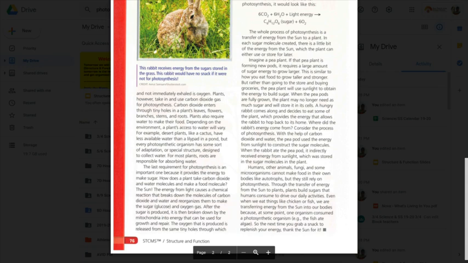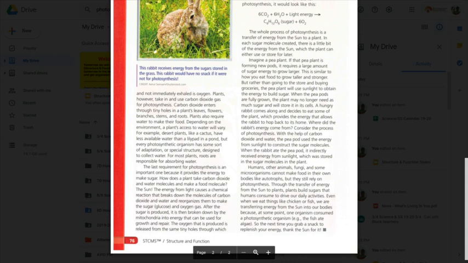Plants also require water to make their food. Depending on the environment, a plant's access to water will vary. For example, desert plants like a cactus have less available water than a lily pad in a pond. But every photosynthetic organism has some sort of adaptation or special feature designed to collect water. For most plants, roots are responsible for absorbing water. The last requirement for photosynthesis is an important one because it provides energy to make sugar.